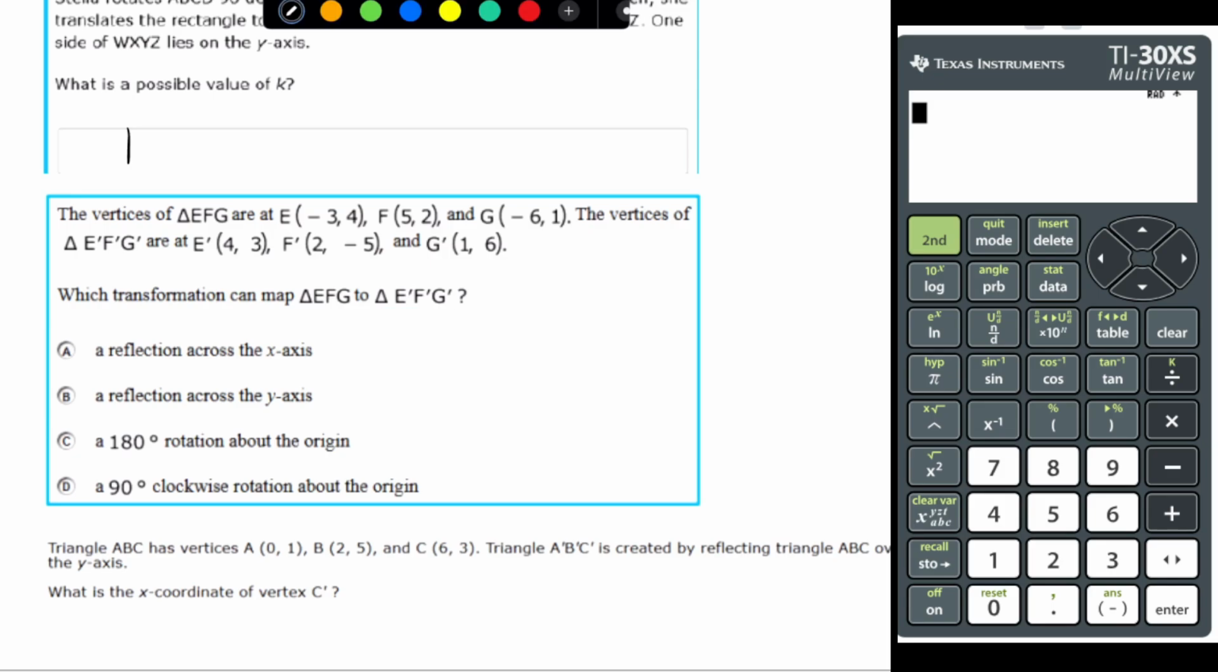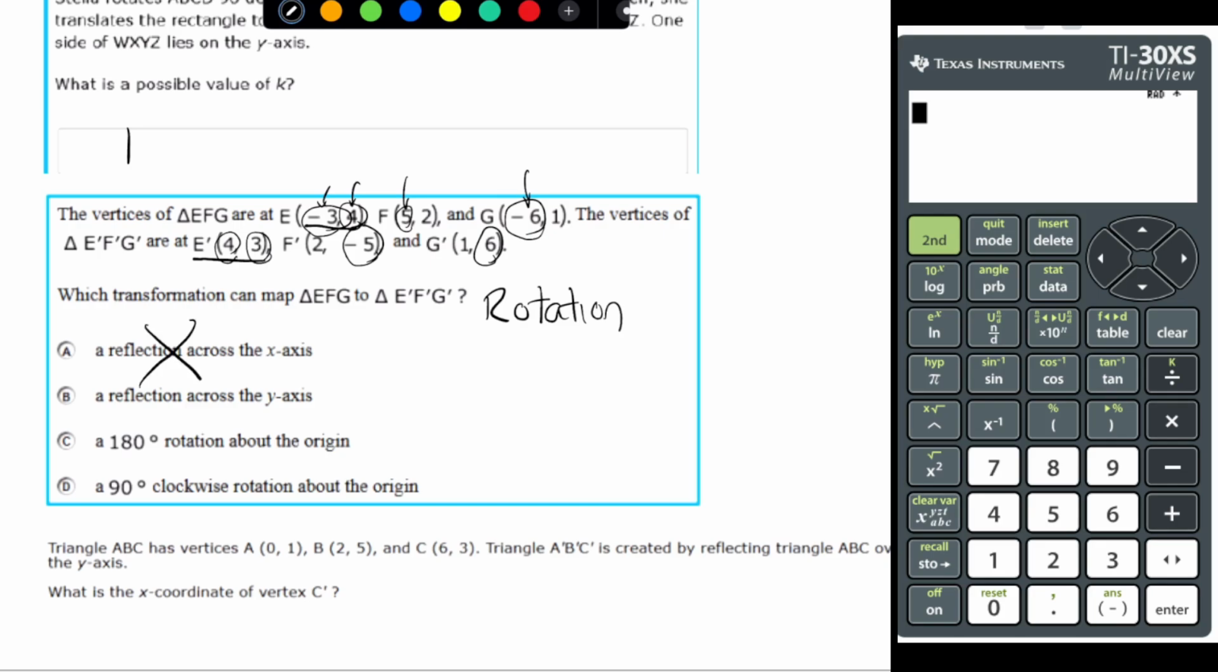Okay, so here's the thing. You'll notice if you look between E and E prime that the order of the numbers changed. The 3 was first here, now it's second here. The 4 was second here, now it's first here. Same thing with F. The 5 was first here, and now it's second here. Same thing with G. The 6 was first here, now it's second here. There is only one transformation that alters the order of X, Y, and that's rotations. So this has to be some sort of rotation.